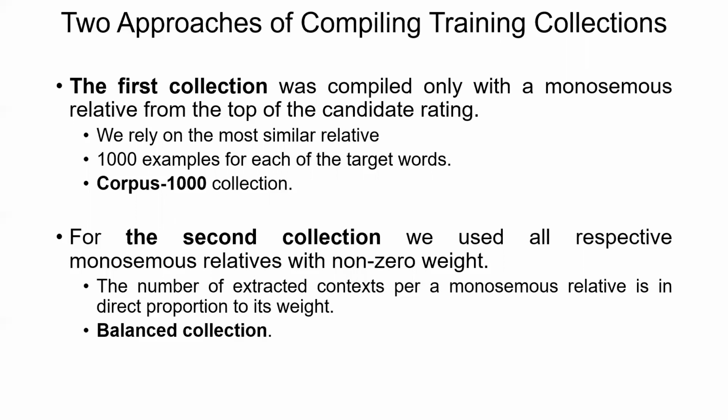As for the second collection, the training examples for the target ambiguous words were collected with the help of all respective unambiguous relatives with non-zero weight. The number of extracted contexts per monosemous candidate is in direct proportion to its weight. Accordingly, we named this collection a balanced one because we used all the respective monosemous relatives.